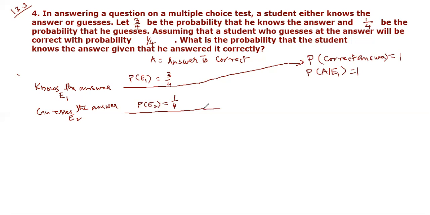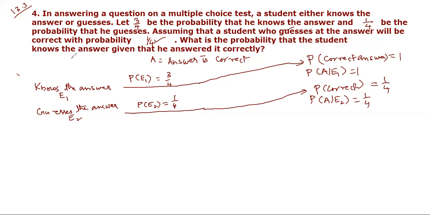But if he does not know the answer and he guesses correctly, it is given that 1 by 4 is the probability of being correct for one who guesses. So that is given, 1 by 4. That means probability of A given E2 is equal to 1 by 4. If he knows the answer, there are 100% chances he will answer correctly. If he guesses the answer and gets it correct, it is 1 by 4.